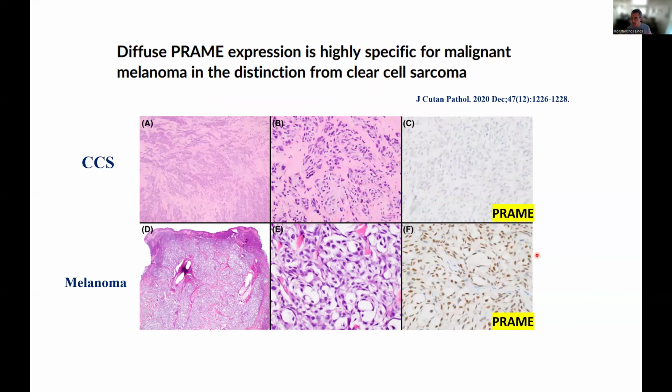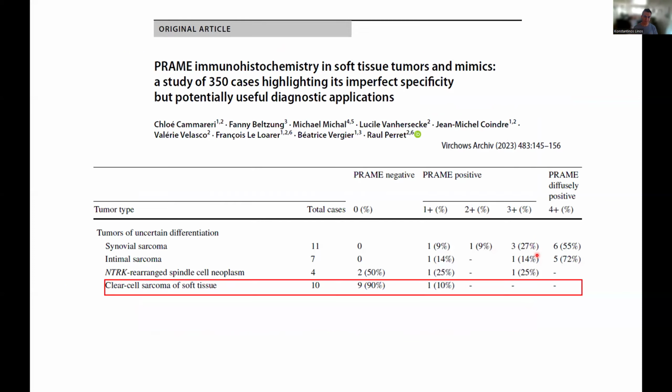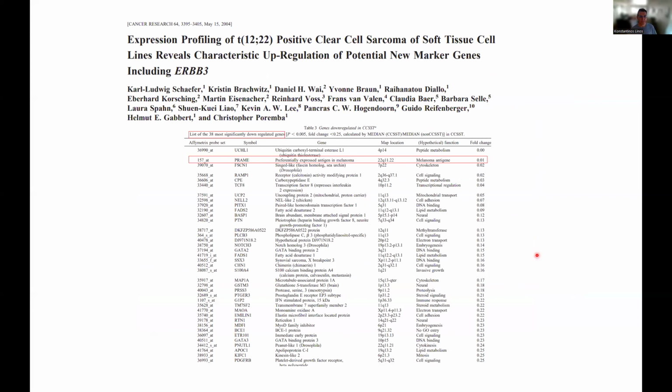But I wanted to show you a diagnostic tool that can be helpful in avoiding further molecular studies if you entertain the diagnosis of clear cell sarcoma. PRAME, of course, has imperfect sensitivity and specificity, but it works pretty well for melanomas. But PRAME in clear cell sarcomas is consistently negative. Very few focal, but consistently negative. People have looked at this, and that makes sense because we know for 20 years that PRAME is one of the most down-regulated genes in clear cell sarcoma.